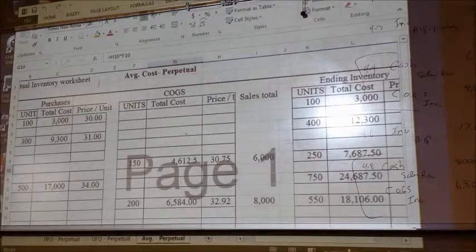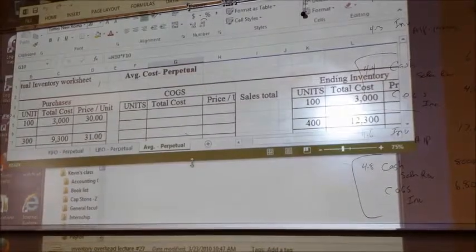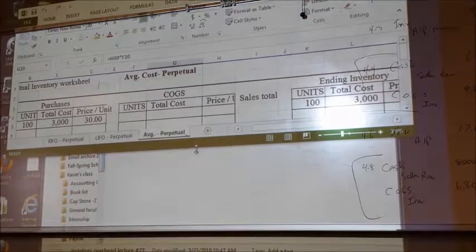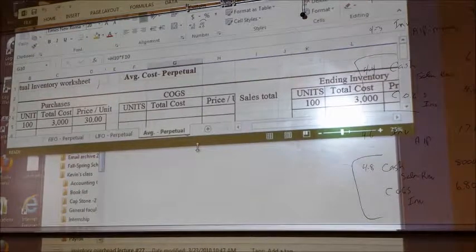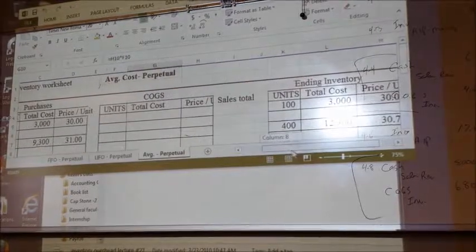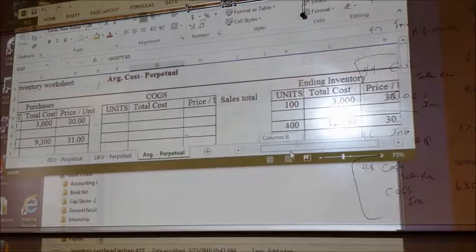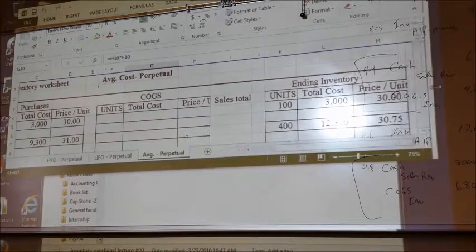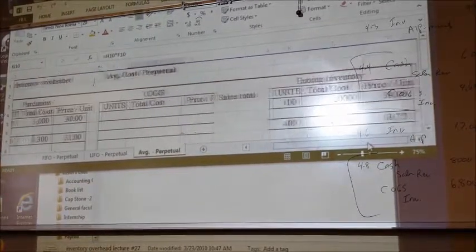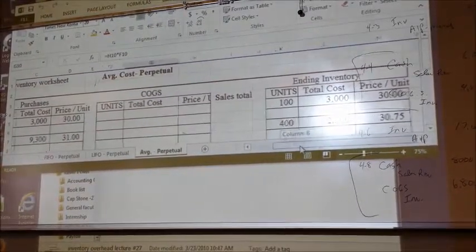Now the last method, I think it's shorter, it's a little easier to do. I don't know if it's easier, but I think it makes sense too. Average cost. See if you think it makes a little more sense.